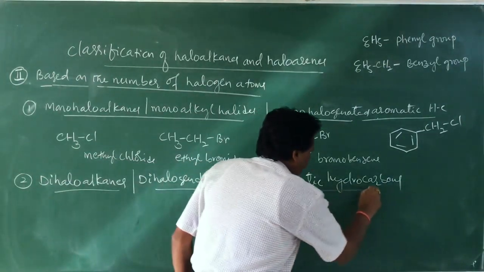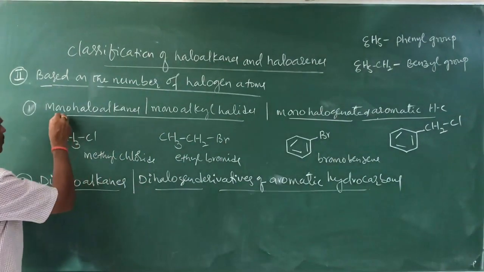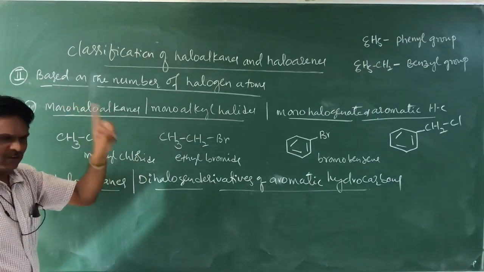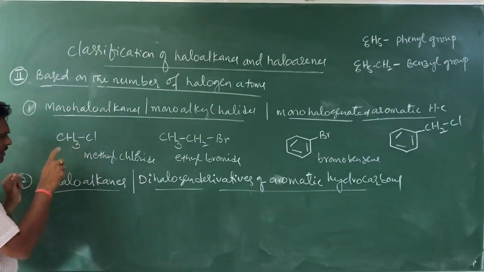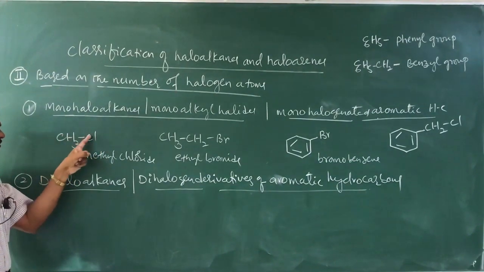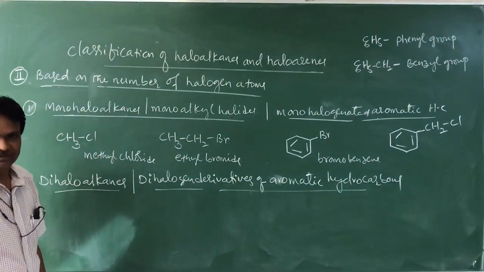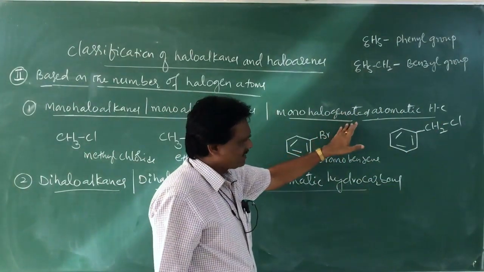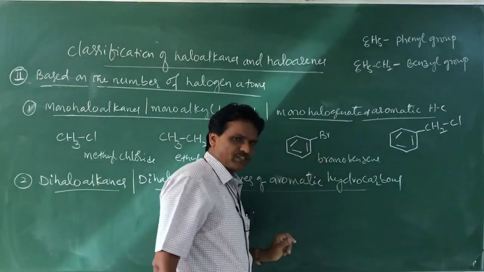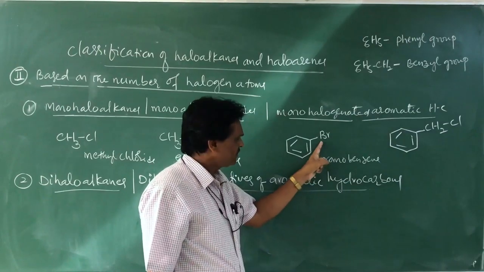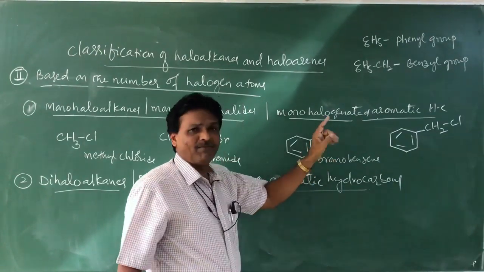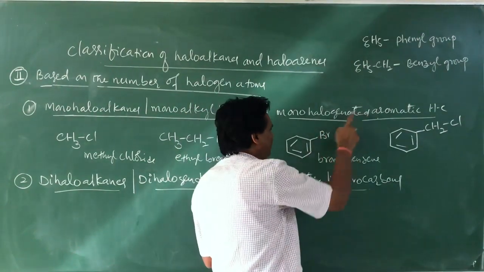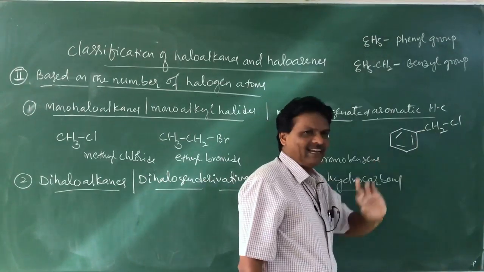So what are monohaloalkanes? They are the halogen derivatives of alkanes obtained by the replacement of one hydrogen atom of alkane by one halogen atom. What are monohalogenated aromatic hydrocarbons? They are the aromatic halogenated hydrocarbons in which one of the hydrogen atoms of aromatic hydrocarbon is replaced by a halogen atom, whether it is aryl halide or aryl alkyl halide.